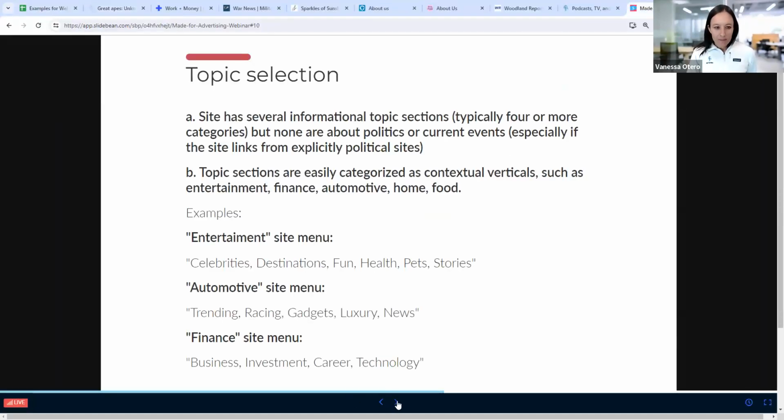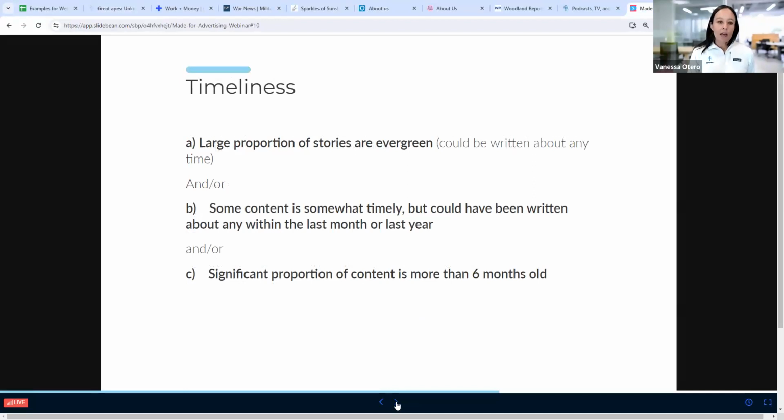Okay, let's keep going. Timeliness. A large portion of these stories are evergreen, meaning they could be written about anytime, as opposed to news. So news content is, every day they're putting up new relevant news content. Or some of the content is somewhat timely, but it could have been written about within the last month or the year. A significant proportion is more than 6 months old.